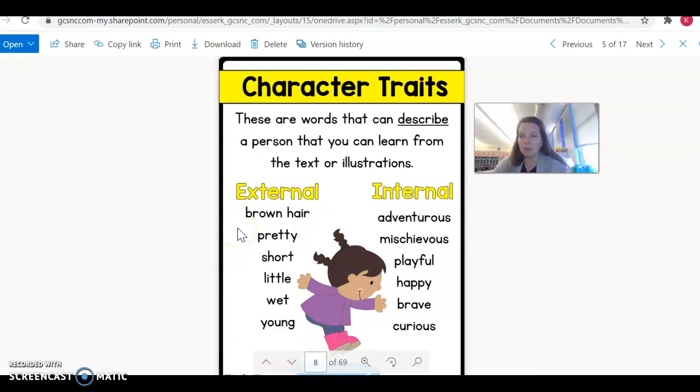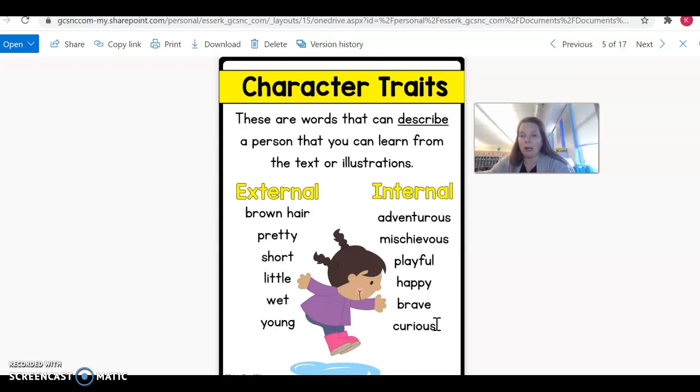Now, if I was reading a story about her and about her adventure right here, I could maybe come up with that she's adventurous. She's mischievous, which means she's kind of sneaky. She's playful. She's happy. You can tell she's happy by her smile. She's brave. She's curious. Okay? So those are character traits that are on the inside.